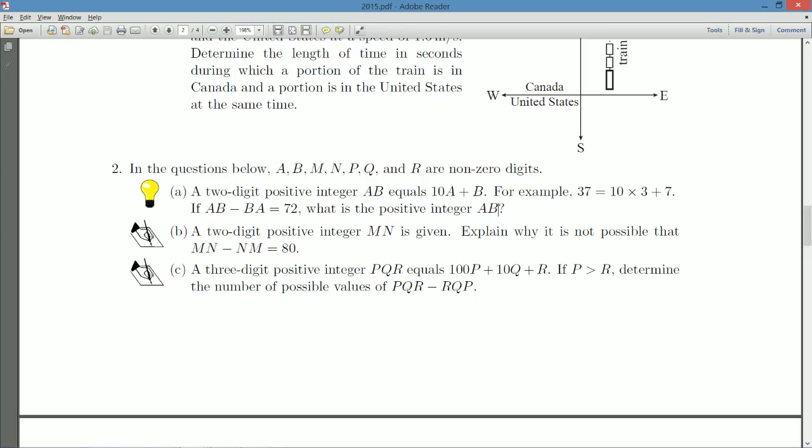Now, B and C are both written, and I suspect they're also going to involve two-digit numbers. B. A two-digit positive integer MN is given. So just like before, M and N are not going to be 0. They can't be 0. They can be 1 all the way through 9. Explain why it is not possible that MN minus NM equals 80. I'm suspecting that we'll have to do a proof by contradiction. So let's assume that we had such M and N, and see where it goes wrong.